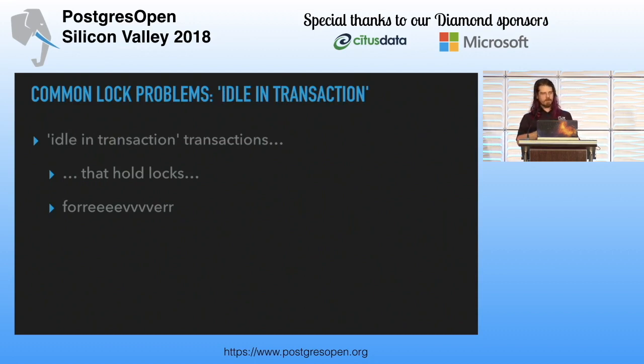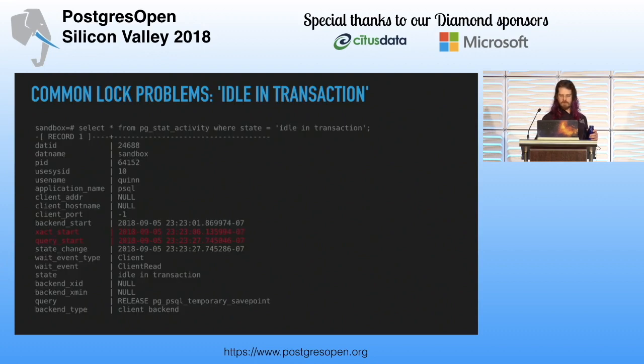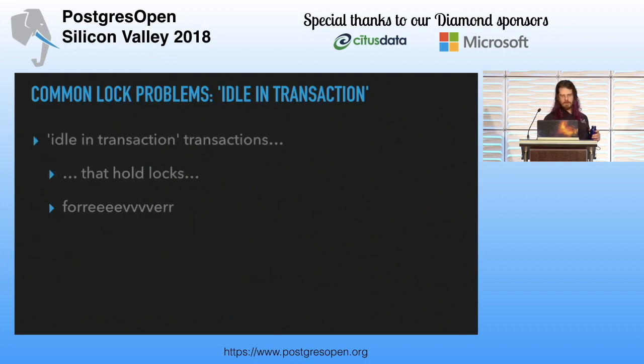And another problem is you'll see idle in transactions. So what happens in that case is that somebody is calling begin. They're doing some operation that takes a lock, or they're explicitly taking a lock by saying, lock table blah in blah mode. And then they're forgetting to commit their transaction. So it just holds on to that lock forever.